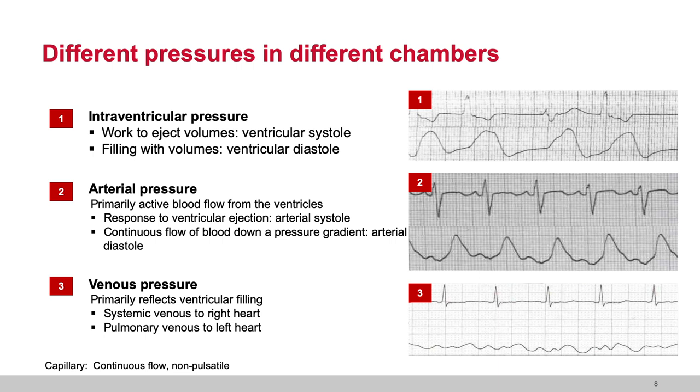So we're really interested in maintaining systolic pressure, but not necessarily by constricting the vessels, rather by increasing the stroke volume. And 3, the venous pressure, which primarily reflects ventricular filling, reminding ourselves that the systemic veins return to the right heart through the right atria, and the pulmonary veins return to the left heart through the left atria, and that these are not pulsatile pressures. They are components of pressure change when the atria contracts, pressure change when the AV valve closes, and pressure change when the ventricle ejects and or contracts and pushes the valve up into the atria. Those are all reflective pressures, and they're so incredibly meaningful.